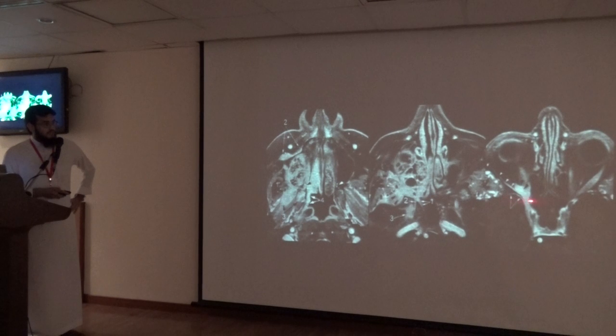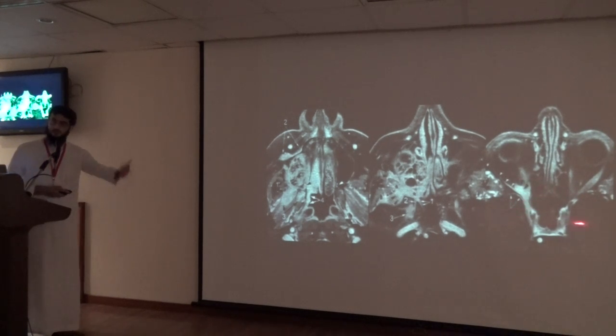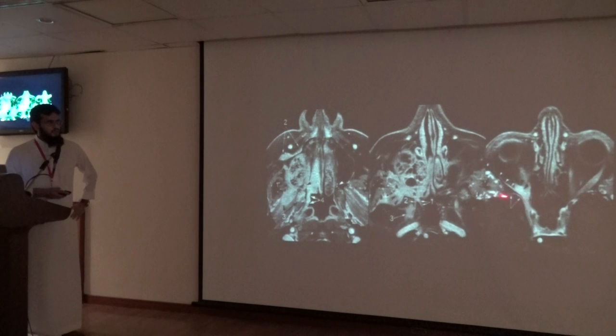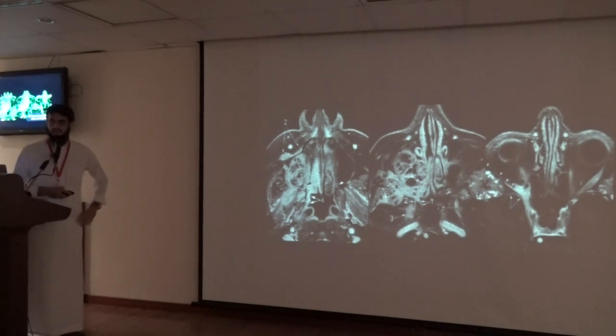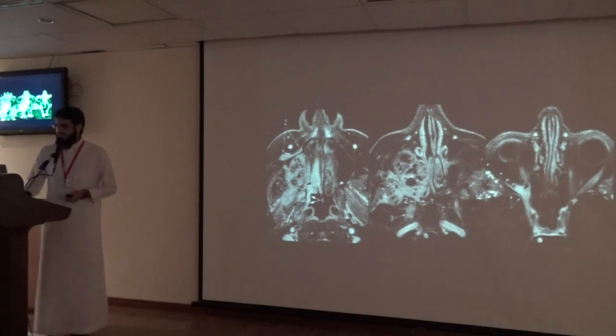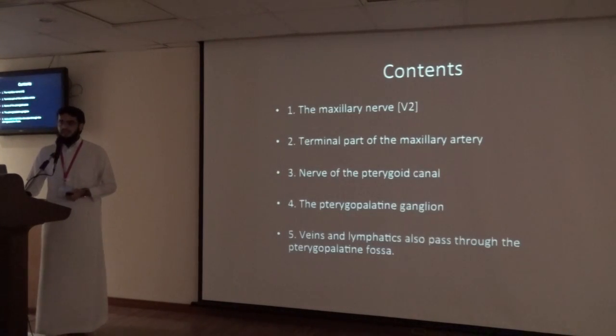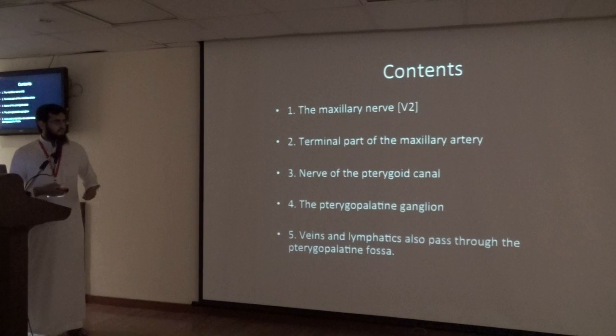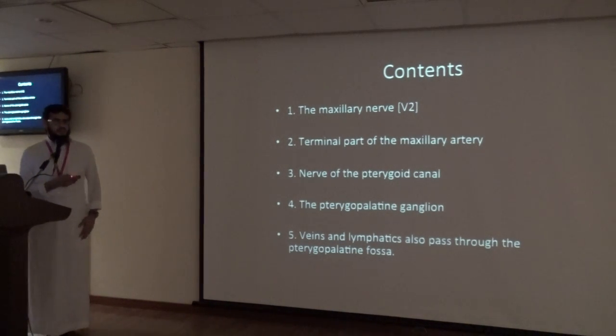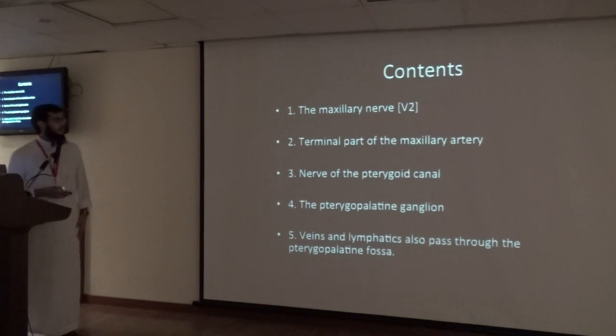Here you can see the extension to the orbit through what? Through the inferior orbital fissure. You can see involvement of the orbit and also the dural enhancement of the middle cranial fossa. So this is a very important area to understand because the extension of tumor and infection can happen to the orbit and to different intracranial parts.